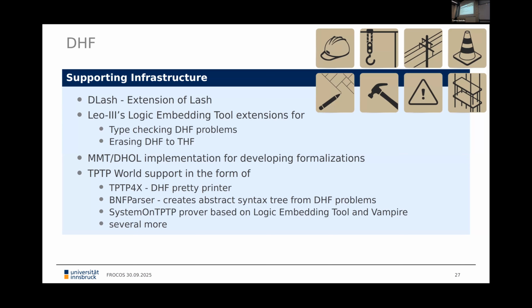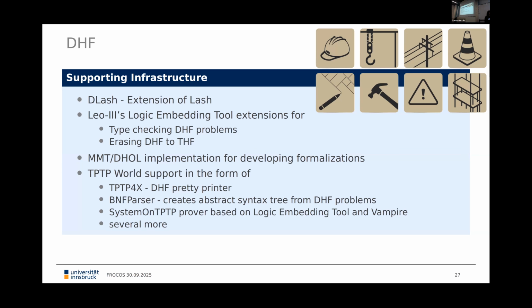What else do we have? We have some kind of supporting infrastructure here. It doesn't help to have a language and do nothing with it. So on the one hand, we have DLash, which is an extension of Lash, which itself is a support of THF, the currently only proper real pure native THF prover. We have the extended Leo-III logic embedding tool, so that we can do auto type checking. It generates type checking constraints, again written in THF, as well as the erasure of DHF to THF. So we can take DHF programs and generate things that a wider array of provers can work with.